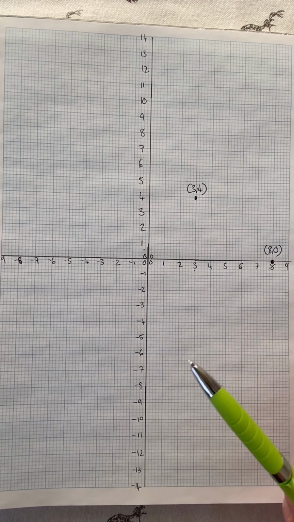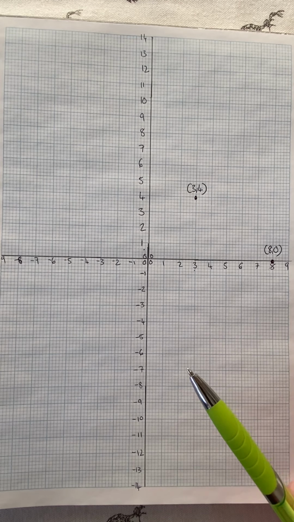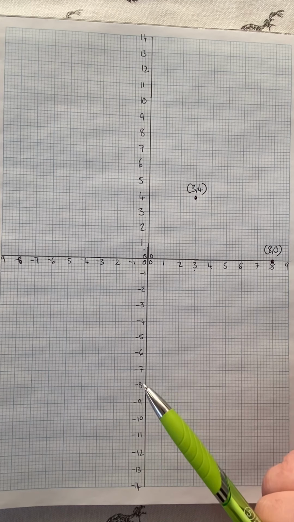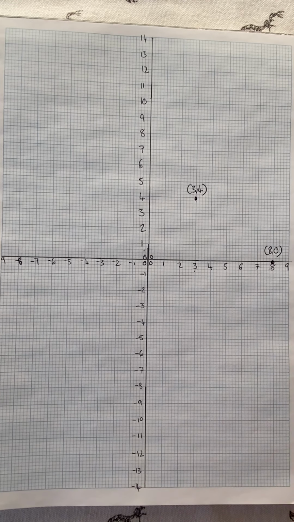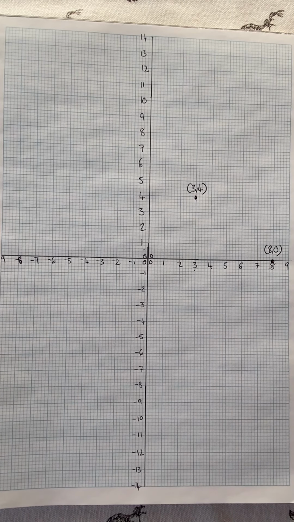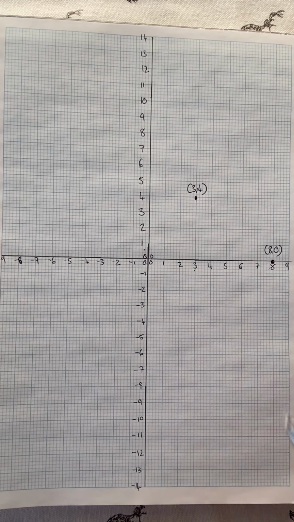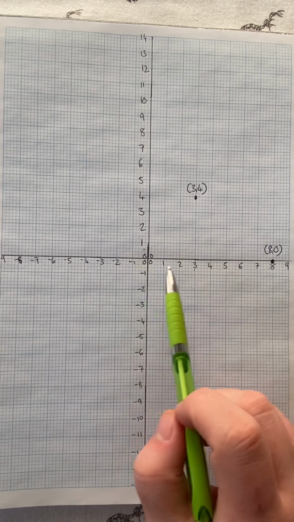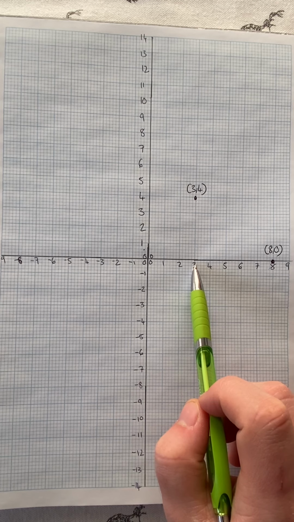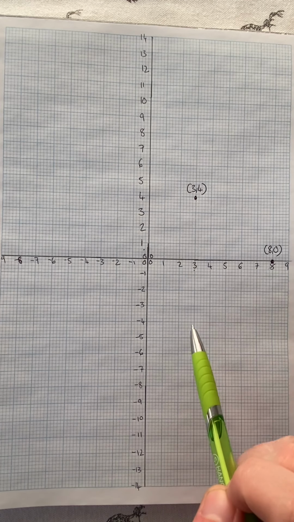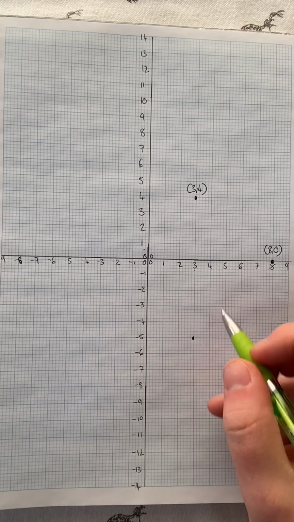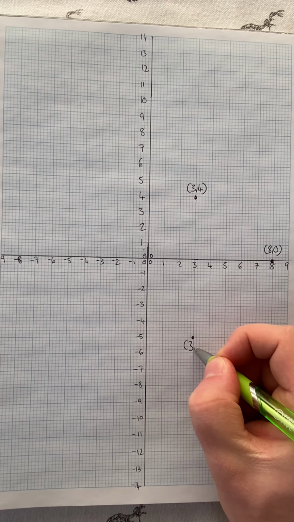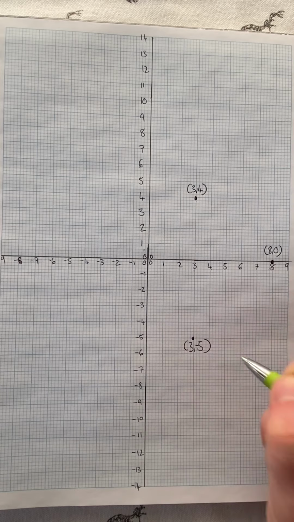Right, the next one, see if you can do this one on your own, okay? I mix it up a bit. We're going to go 3 minus 5. So if you want to pause it, have a go. 3 minus 5. For this one, we go across 3 because we measure our x-axis first, and then we go down to minus 5. Be careful on that. That there is 3 minus 5.